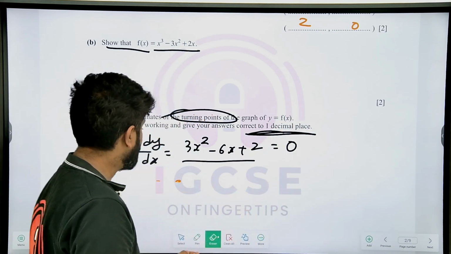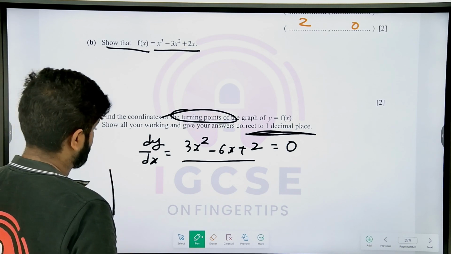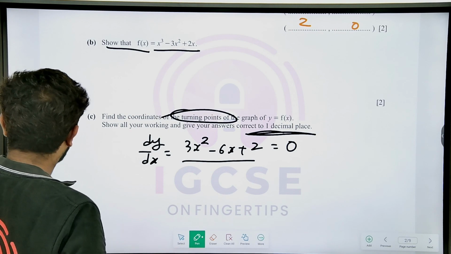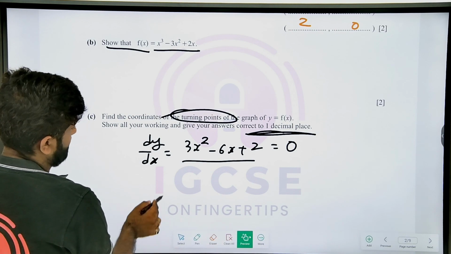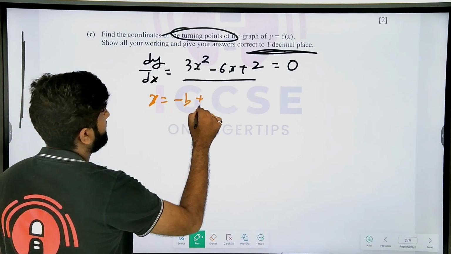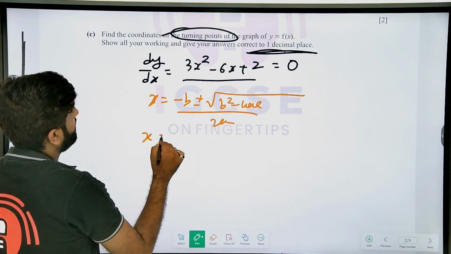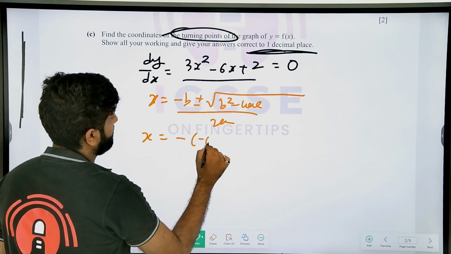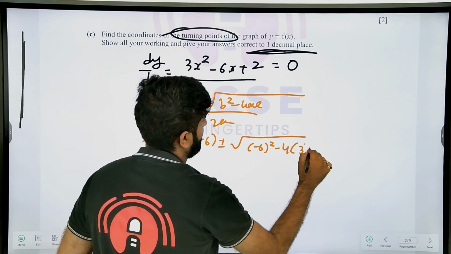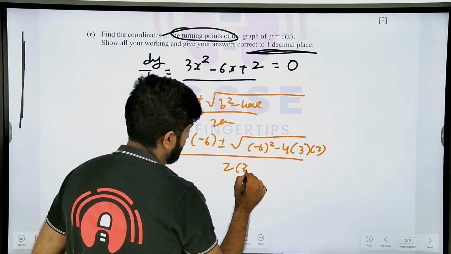So what I'll have to do is apply the quadratic formula. Now what does the quadratic formula state? x equals minus b plus minus root b squared minus 4ac over 2a. So, my x is going to be negative of b plus minus root b squared minus 4 times a times c over 2 times a. That is 2 times 3.